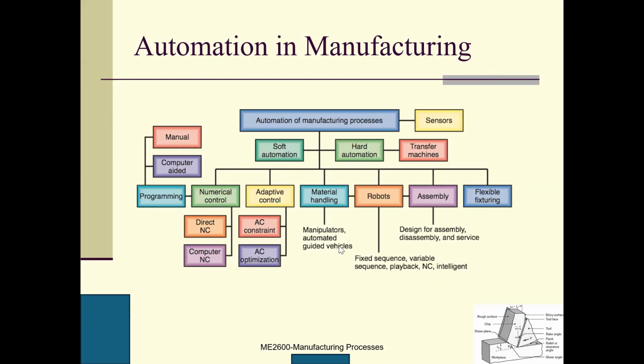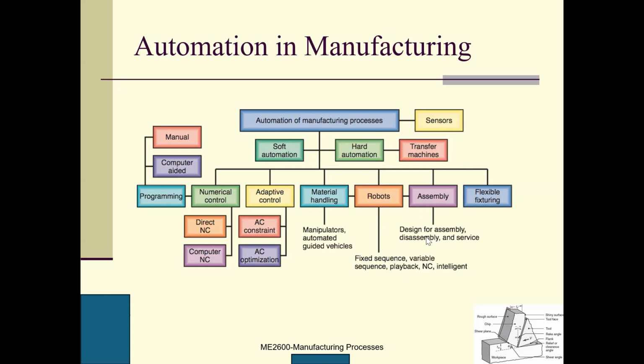So automated guided vehicles. We have these to handle materials. Robots, this is robots here. And fixed sequence, variable sequence, and played by numerical control intelligence. And so these are robots.